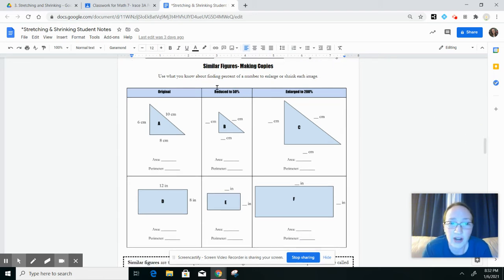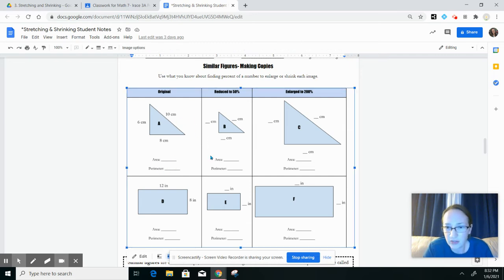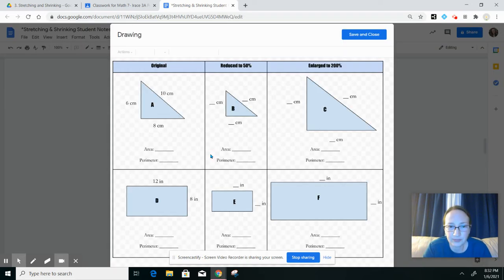Okay, so the directions are: use what you know about finding percent of a number to enlarge or shrink each image. So when you see this image here, you'll notice that you can't type on anything, okay? It's a drawing. So what you want to do is double click on that picture, and it's going to open up the drawing tools so that you can actually complete these questions.